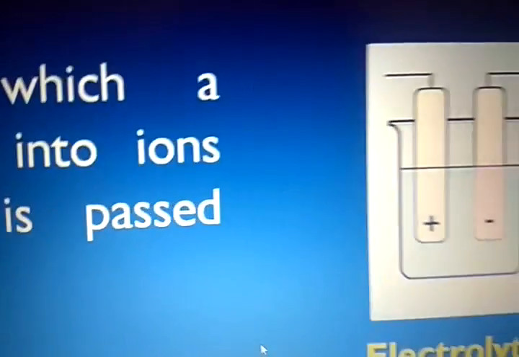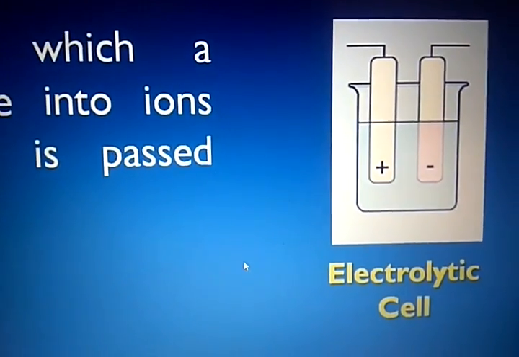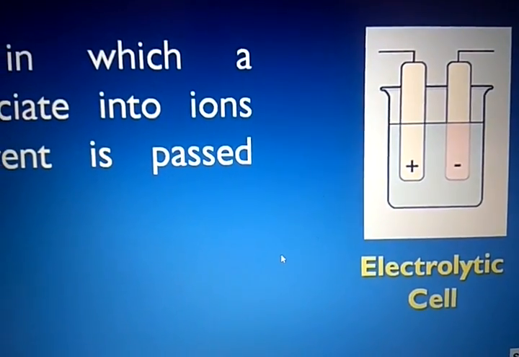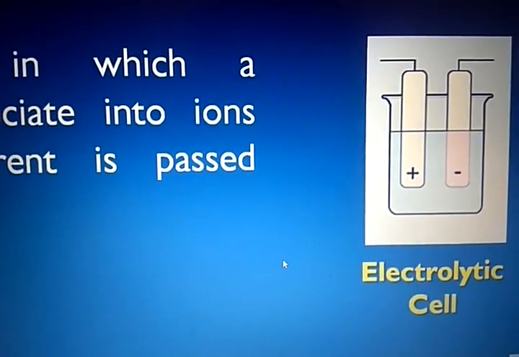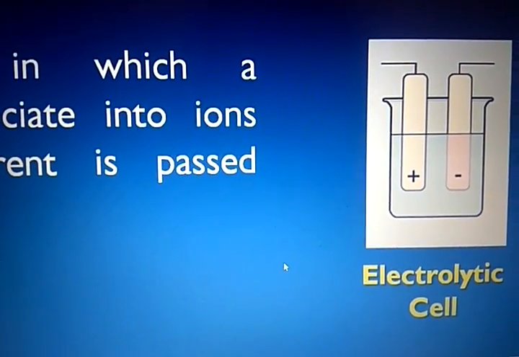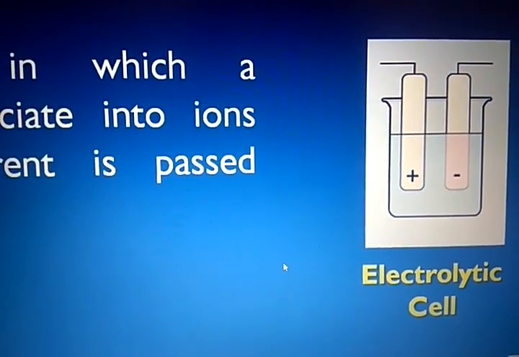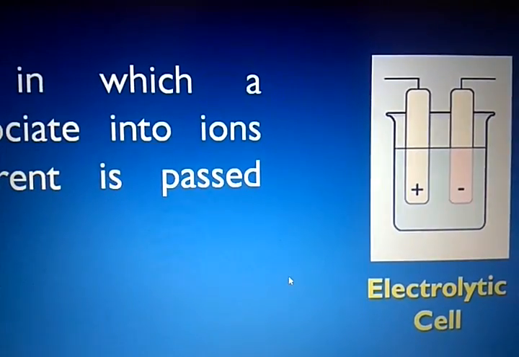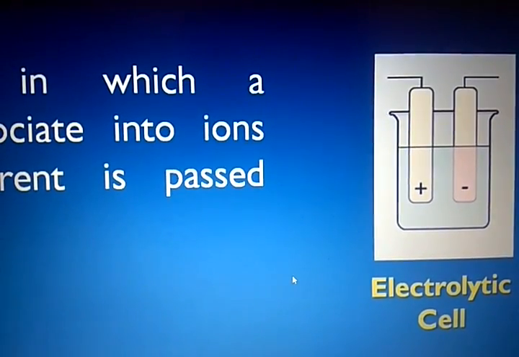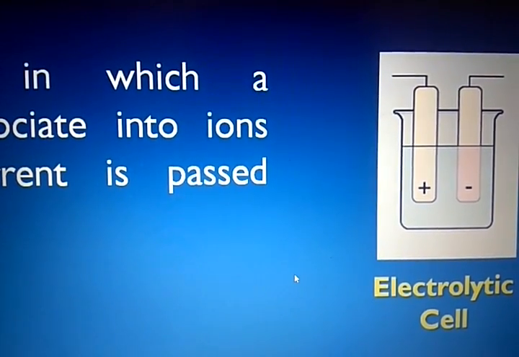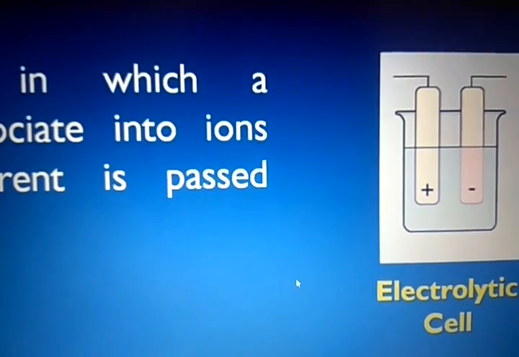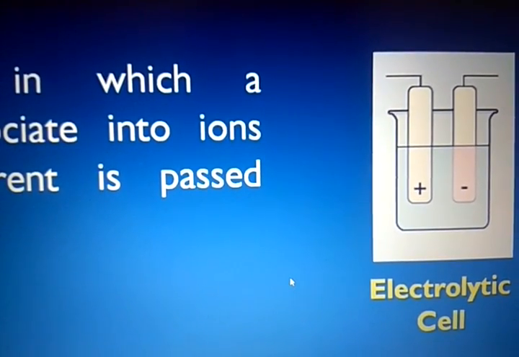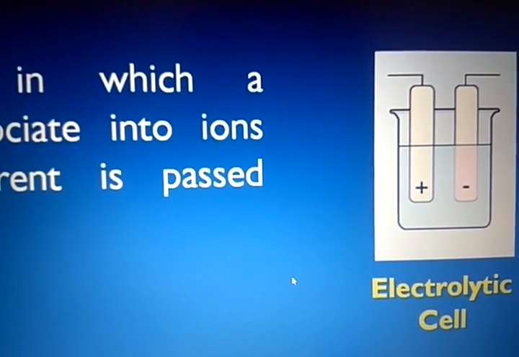You can see this is an electrolytic cell. So one electrode is positive, another is negative. In that electrolytic cell we fill the electrolyte solution, that is a different chemical salt.